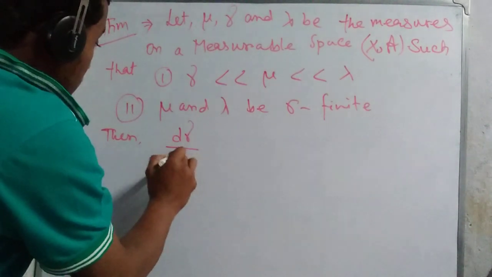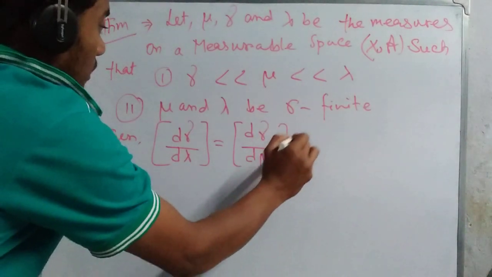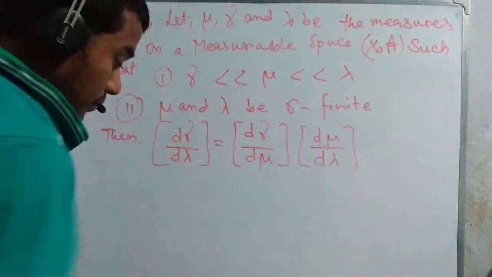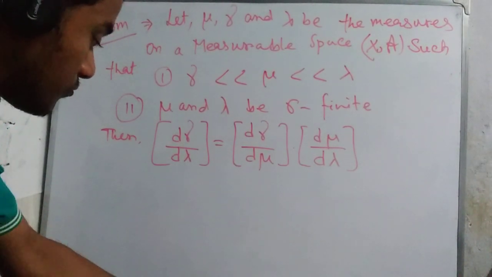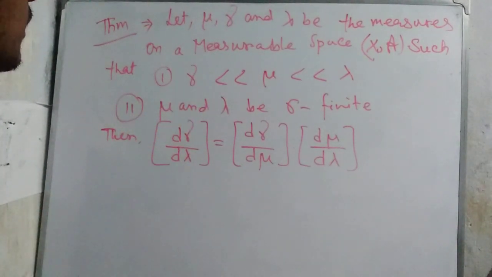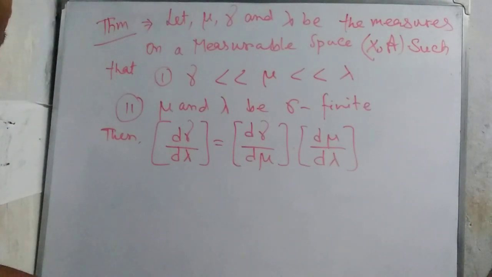Then d gamma by d lambda equals d gamma by d mu multiplied by d mu by d lambda. We are going to prove that. To restate: gamma is absolutely continuous with respect to mu, mu is absolutely continuous with respect to lambda, and mu and lambda are sigma finite. Then the derivative of gamma with respect to lambda equals the derivative of gamma with respect to mu times the derivative of mu with respect to lambda. So we go on to the proof.